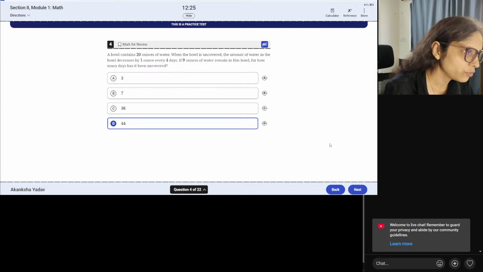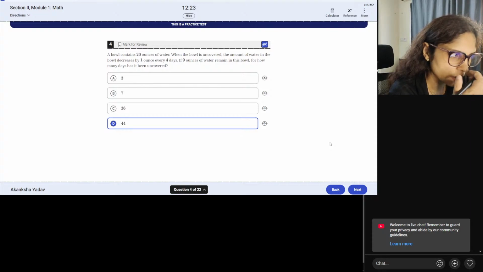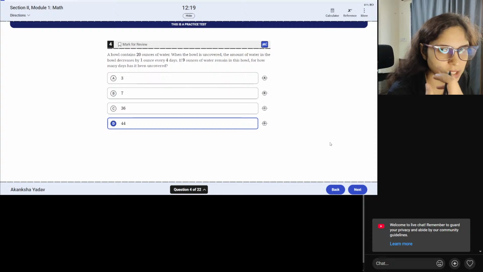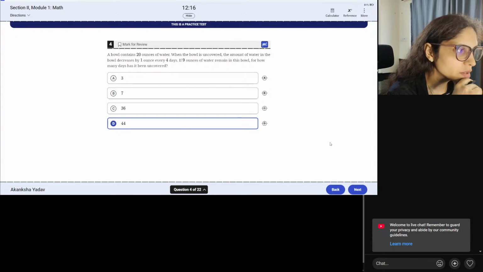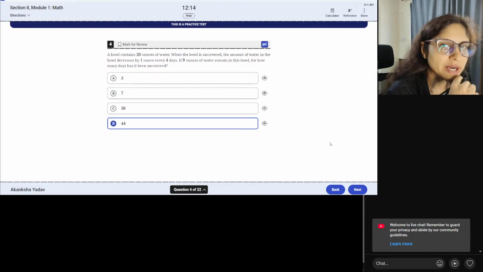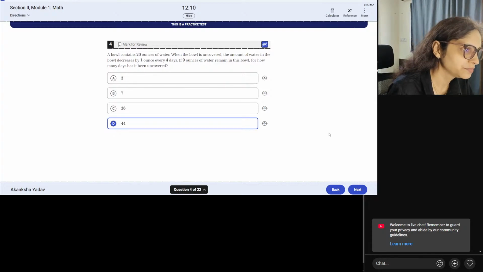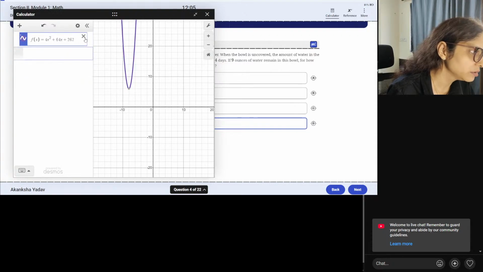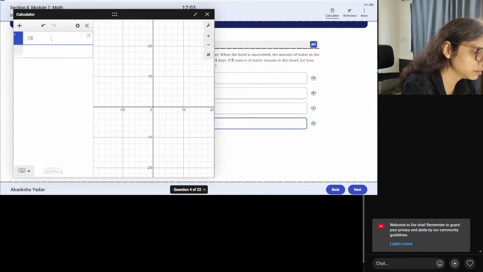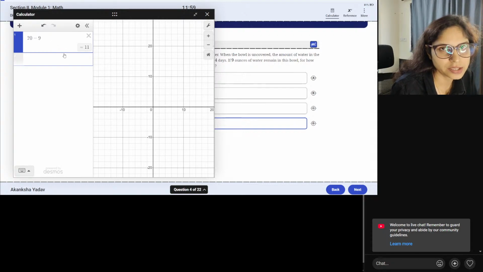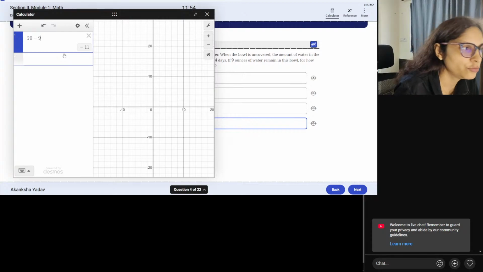Bowl contains 20 ounces of water. When the bowl is uncovered, the amount is decreasing by 1 ounce every 4 days. So the slope is negative 1/4. And the y-intercept is 20 because initially there's 20. 20 minus 1/4 x should be equal to 9. So 20 minus 9, 11. So you're decreasing 11, but you're decreasing 1 in 4 days. So 11 will be decreased in 44 days.